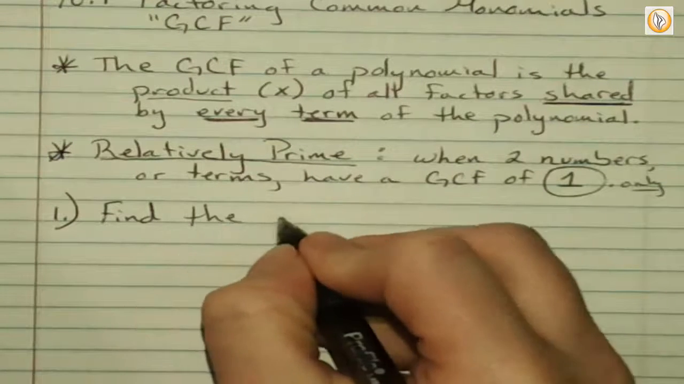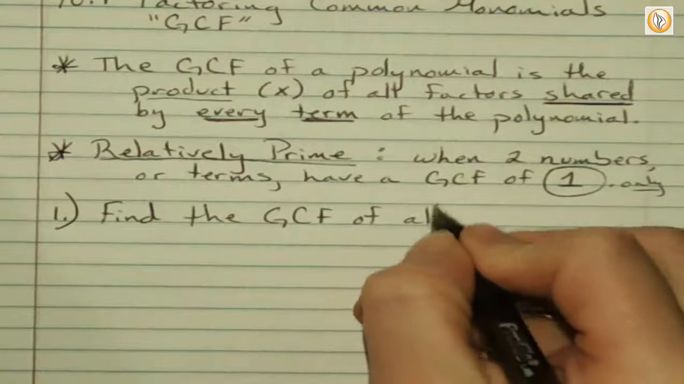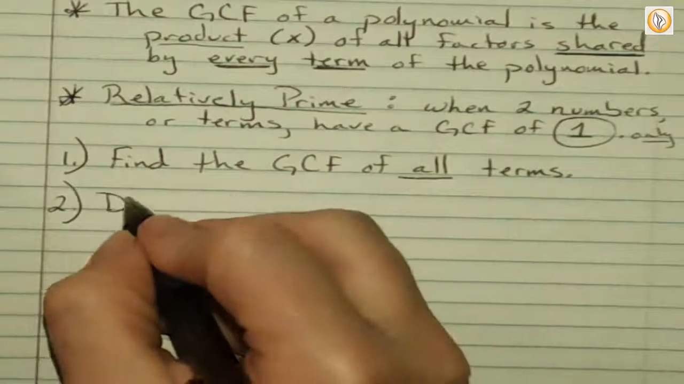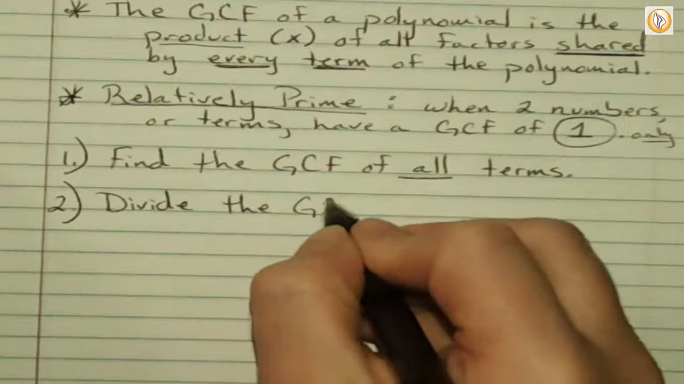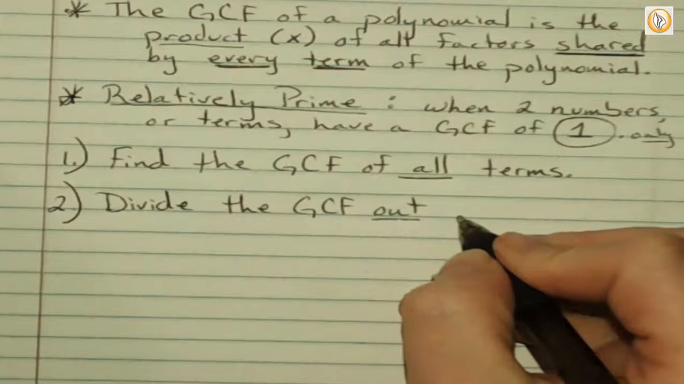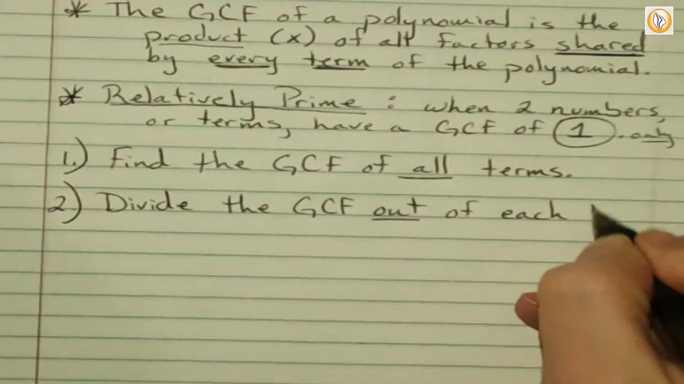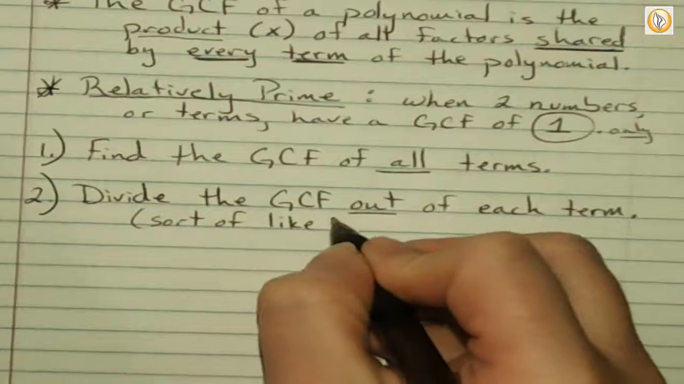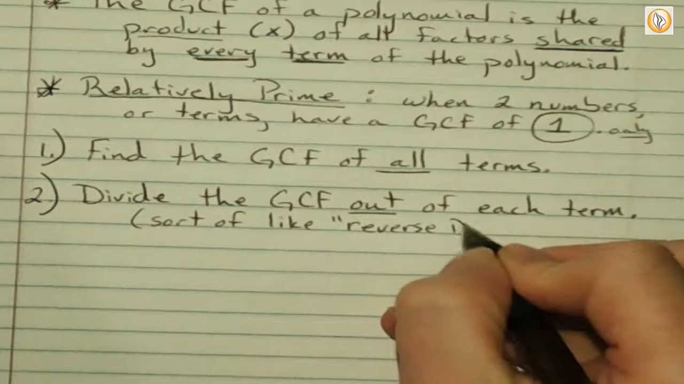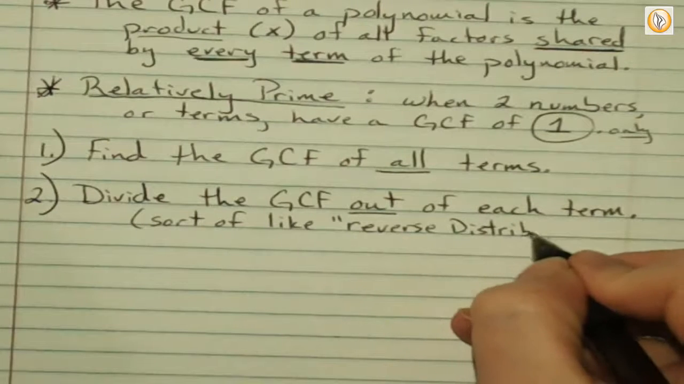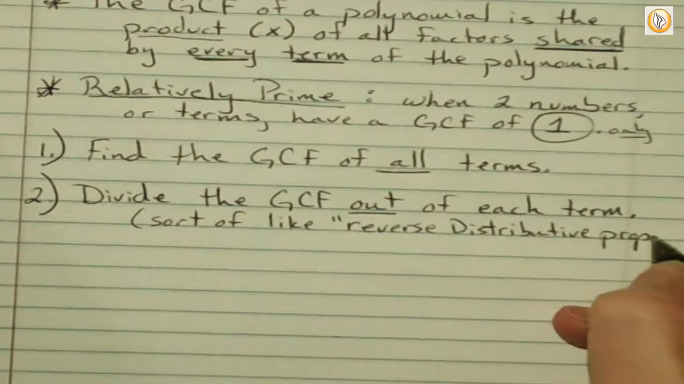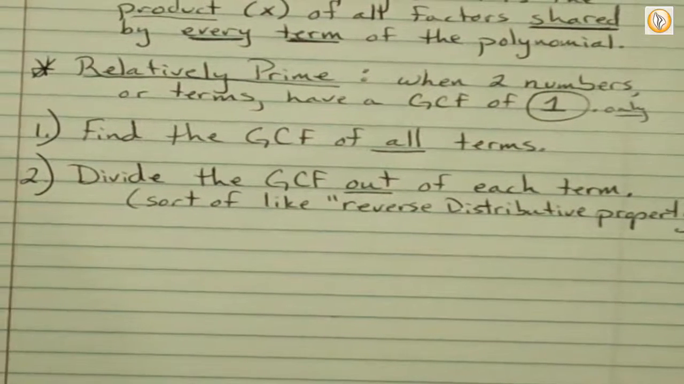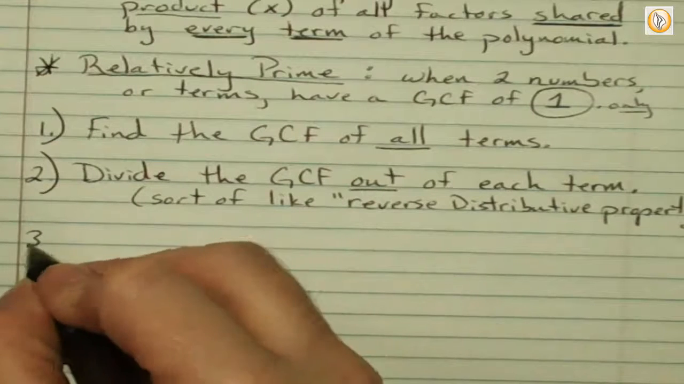All right, so step 1, find the greatest common factor of all terms. Step 2, divide the greatest common factor out of each term. Sort of like reverse distributive property. Sort of. And I'm going to give y'all lots of examples on this. By the time I'm done, you'll be able to do this in your sleep.